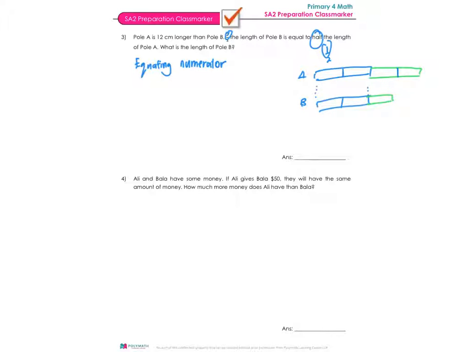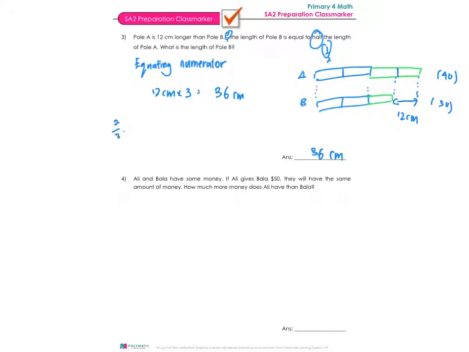Now we can see that pole A is a total of 4 units, and pole B is 3 units. The question told me the difference is 12 cm, so this 12 cm must be 1 unit. Very simple: 1 unit is equal to 12 cm. What is the length of pole B? Pole B has a total of 3 units, so 12 cm times 3. The working is only 1 line, but the model is not easy to understand. The answer is 36 centimeters.